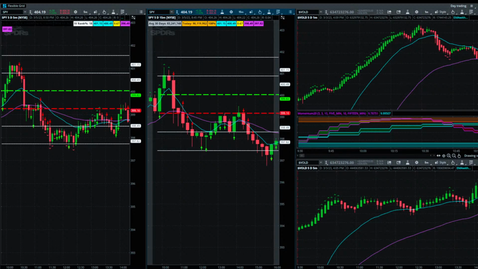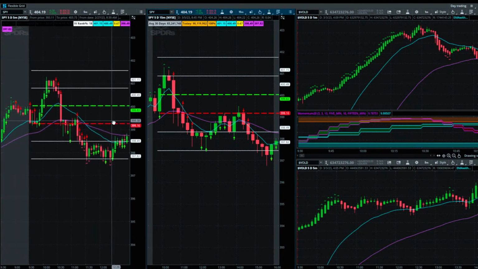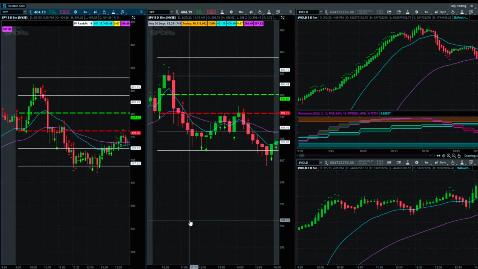Then we're going to talk about how I use the opening range breakout theory here. We're just going to go through a normal trading day. And like with any other indicator, you should never trade the indicator without some sort of supporting evidence.